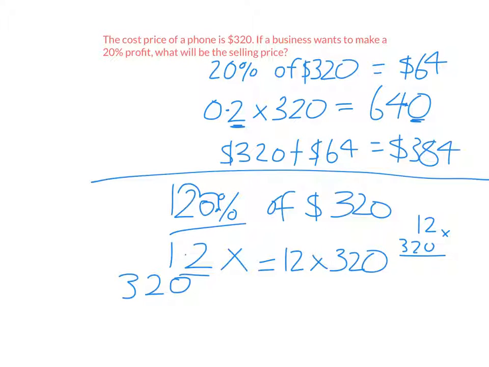But what the answer you get should be 3,840. But remember, there was one number after the decimal point. There's got to be one number after the decimal point. So you get 384.0 or just $384. So either way, we should get the same answer. Whichever way you want to do it is fine by me.